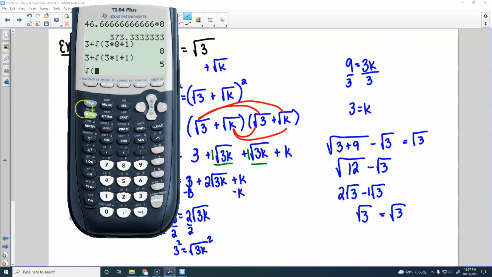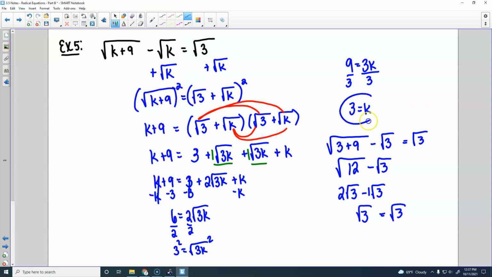Because that would just be the square root of 12 minus the square root of 3. It's going to give you this decimal, and then you can just type in the square root of 3 to make sure it's the same decimal, and it is. So k equals 3 is our answer. Alright, questions?